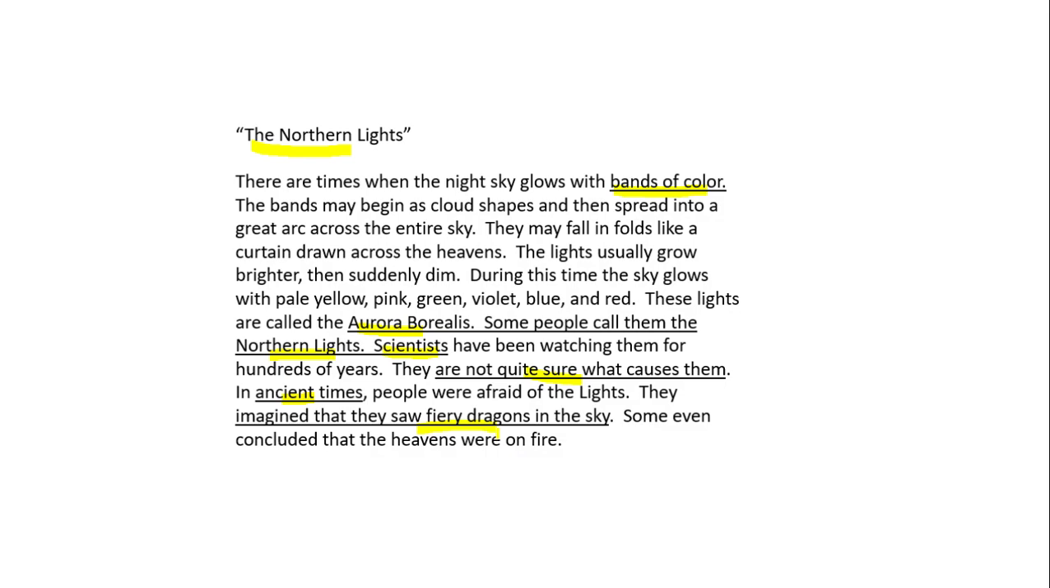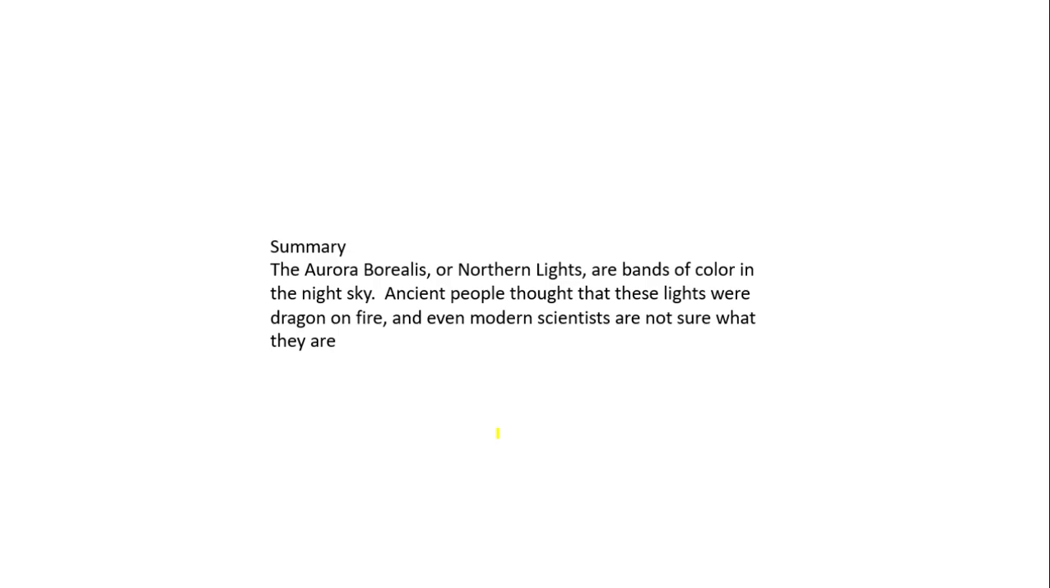Now my summary in my own words says: the aurora borealis or northern lights are bands of color in the night sky. Ancient people thought these lights were dragons on fire, and even modern scientists are not sure what they are. So this is how we summarize.